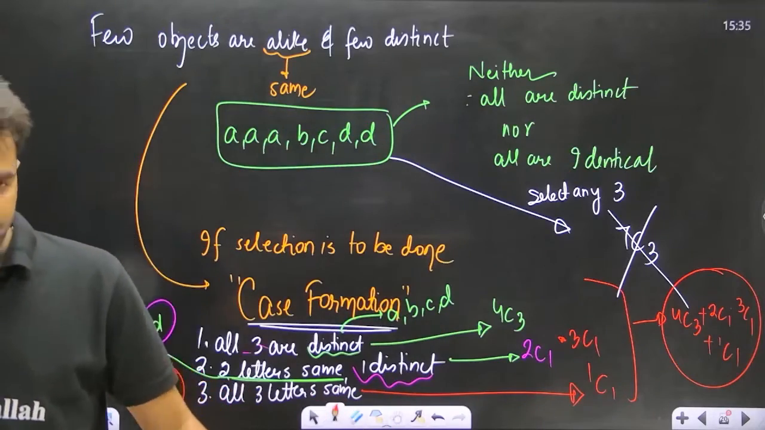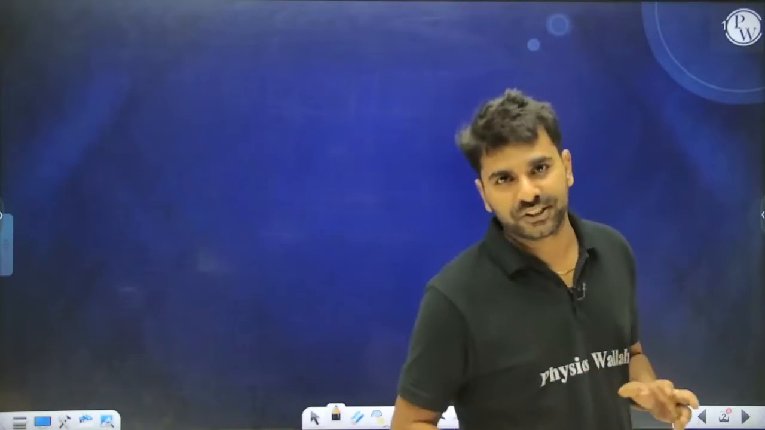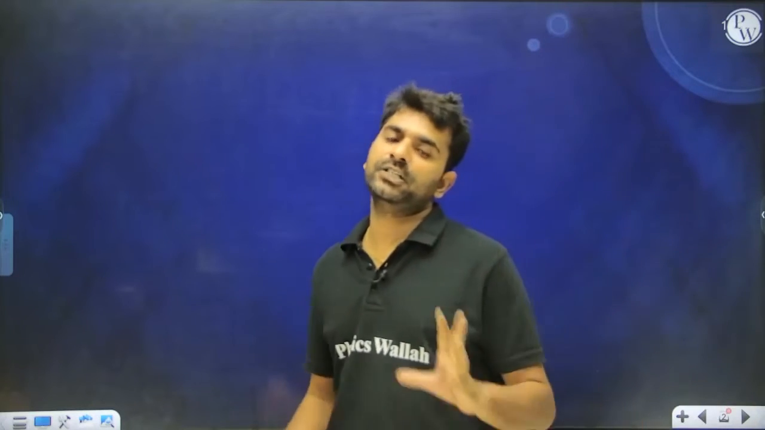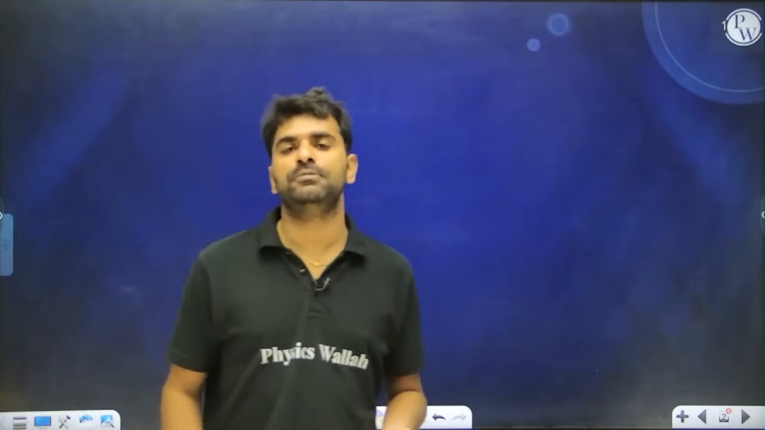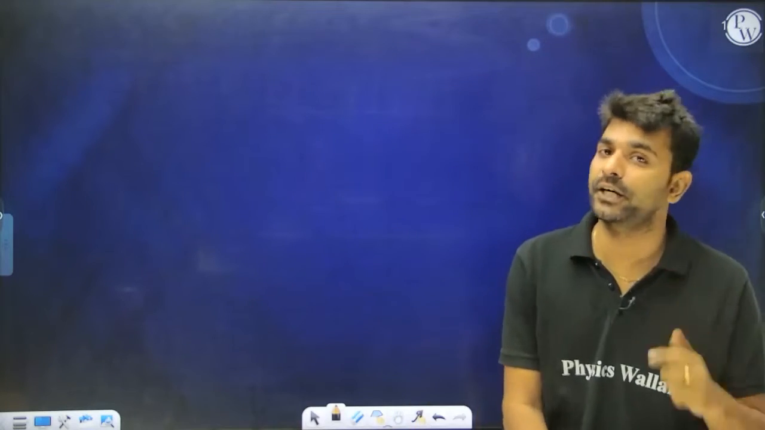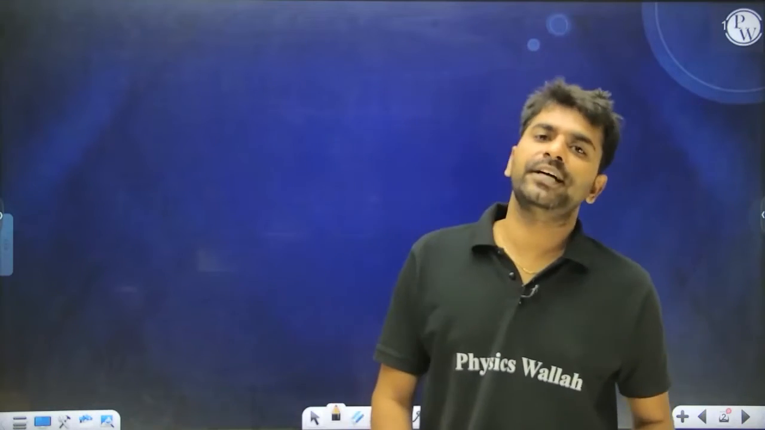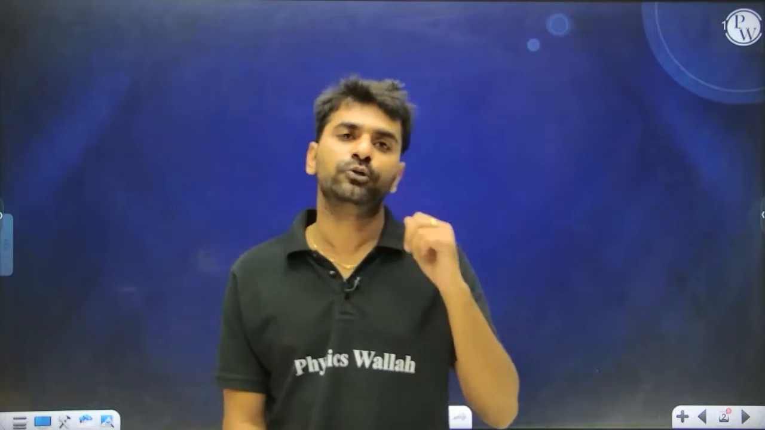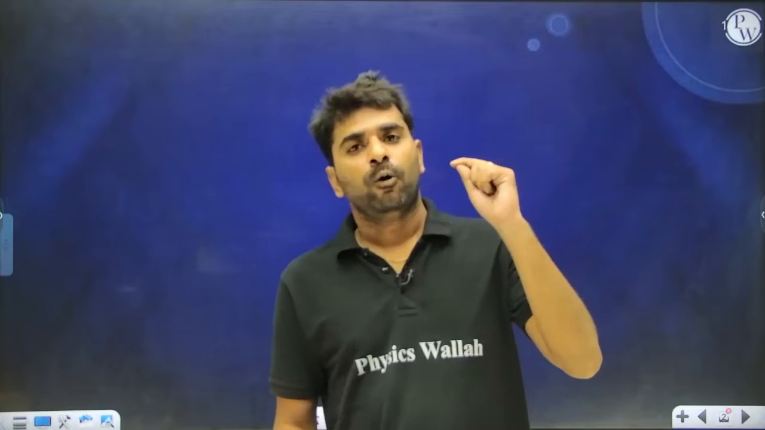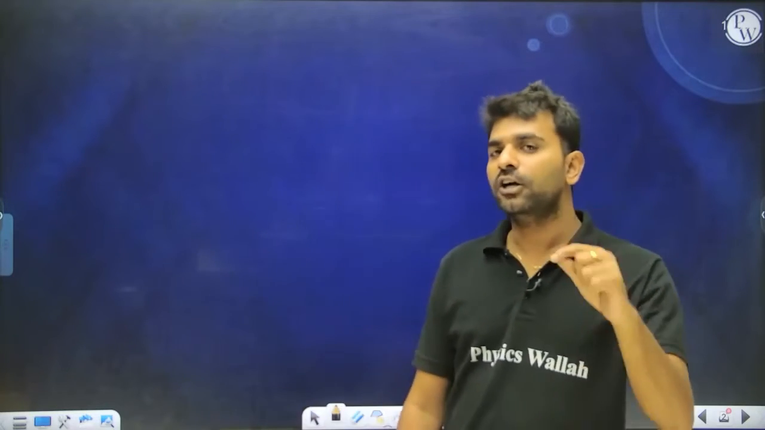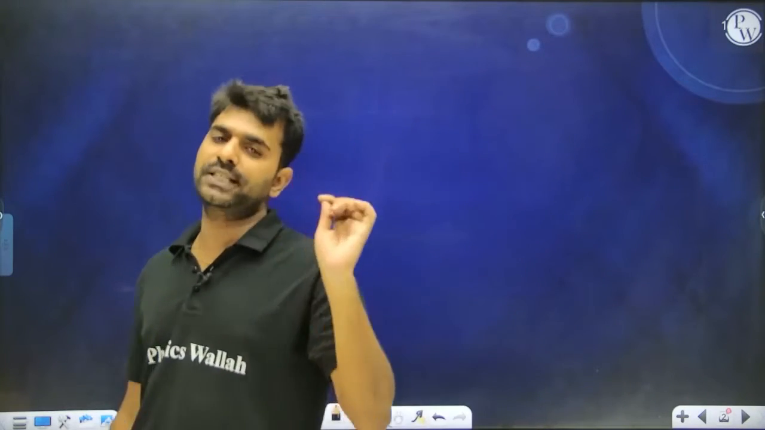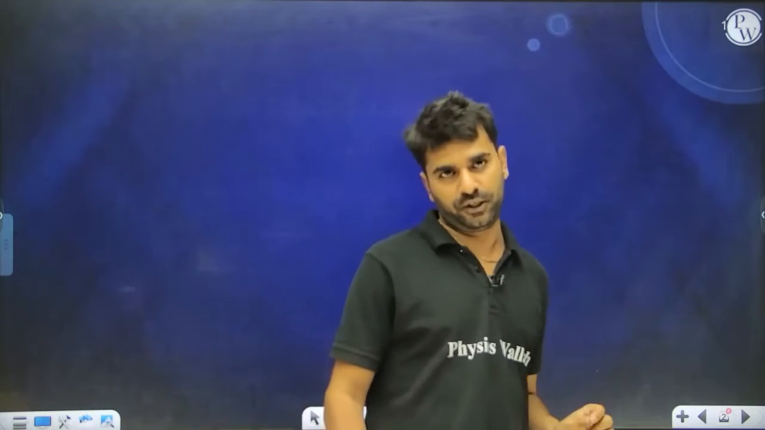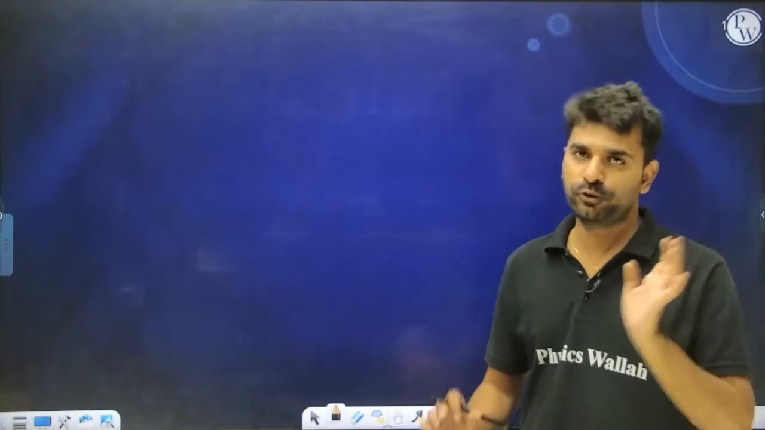Yes? Alright, great. So far we have learnt about selections, and in selections we have seen 3 different categories: when distinct objects are given to us, when identical objects are given to us, and when neither identical nor distinct objects are given to us. Whenever distinct objects are given, we apply the formula nCr if we want to do the selection. In the case of identical objects, we cannot use the nCr formula, and when the objects are neither identical nor distinct, then we do case formation in order to select a few things, right?